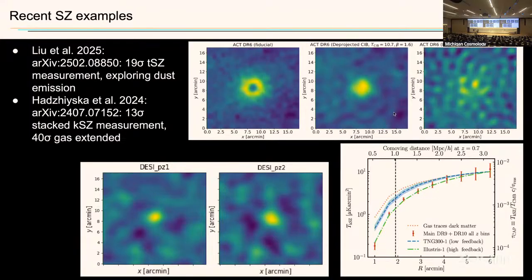And then up here, these plots are showing the stacked TSE signal, and I want to draw your eye to this dark spot in the middle. Does anybody know what that is? You know what that is. What is that?